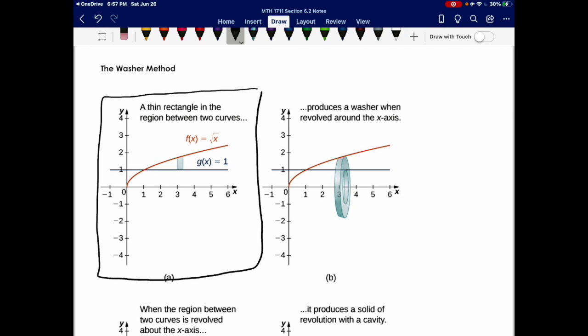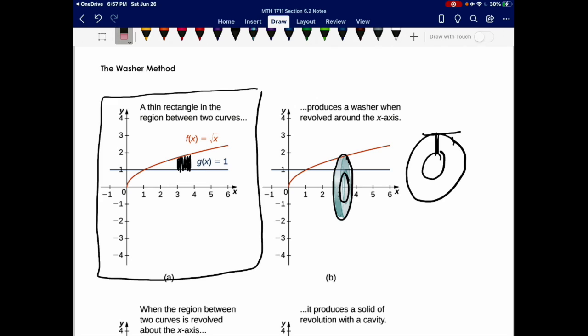We're looking at this picture right here, picture A. If you look at the graph of f of x is equal to square root of x, and then the horizontal line y is equal to 1, and you find the area between the two graphs and revolve that around the x-axis, rather than get a solid disk with a complete circle for a cross-section, you're going to get a washer. It's going to look like a donut with a hole in the middle. So it's not a disk, it's a washer.